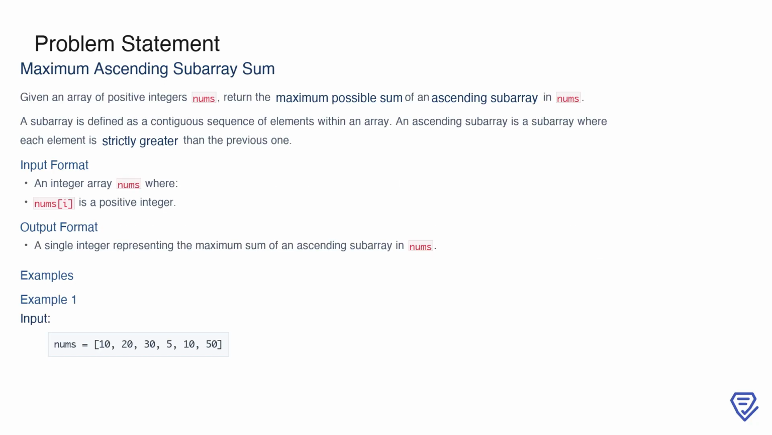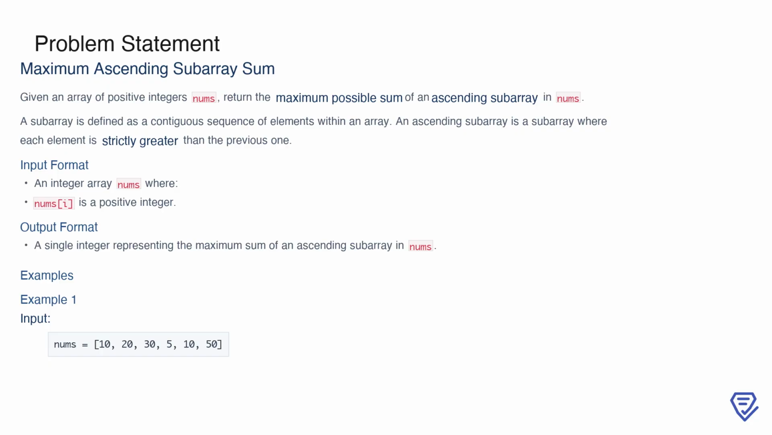The problem requires us to find the maximum possible sum of an ascending subarray in a given array of positive integers. A subarray is a contiguous sequence of elements within the array, and an ascending subarray is one where each element is strictly greater than the previous one. For instance, in the array nums equals 10, 20, 30, 5, 10, 50, 10, 20, 30 is an ascending subarray because each number is larger than the one before it. The goal is to calculate the sum of all such ascending subarrays and return the largest of these sums.